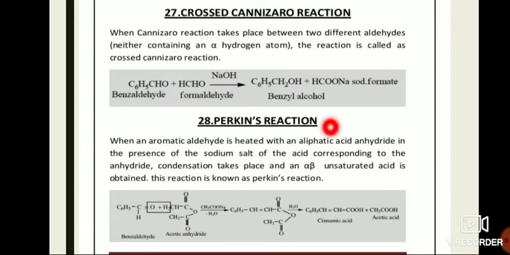Next one, Perkin reaction. Benzaldehyde and acetic anhydride react in the presence of sodium acetate. With removal of water, and the addition of a water molecule to the ester, this forms cinnamic acid and acetic acid.